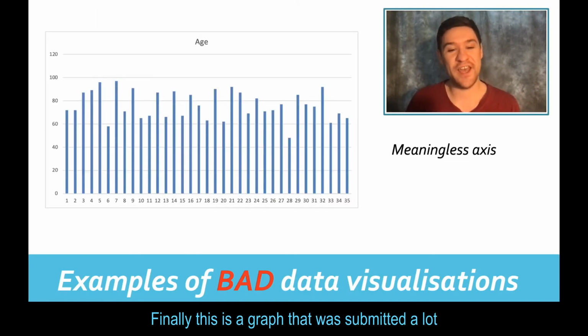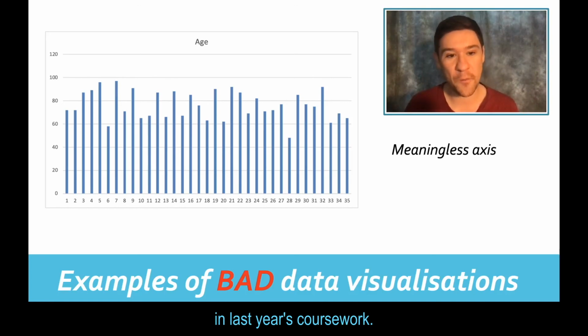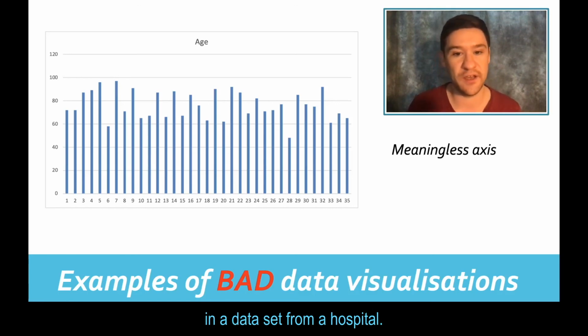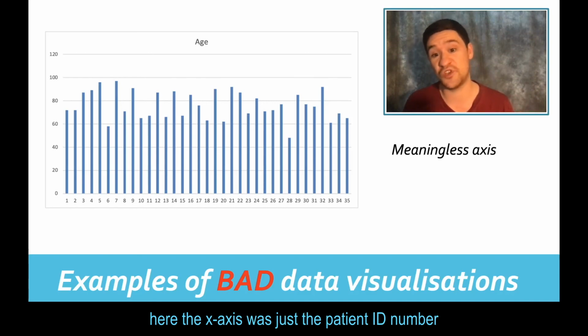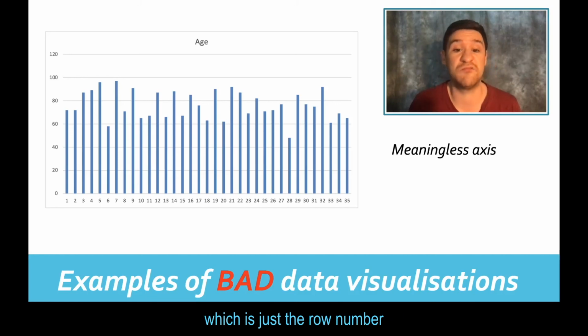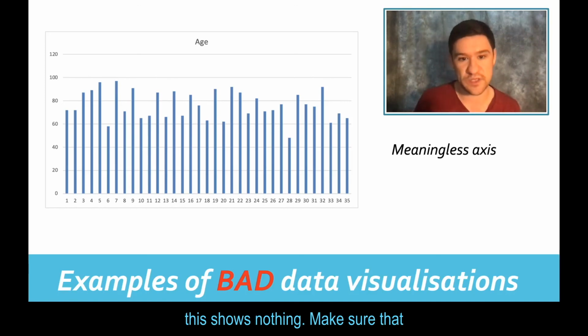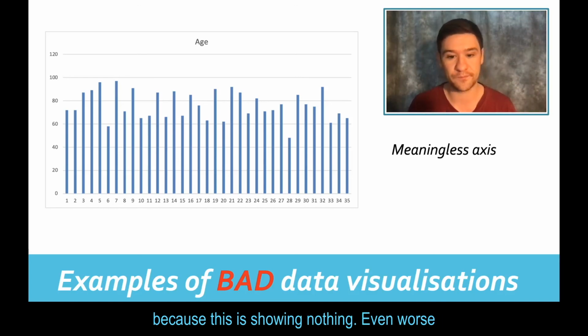Finally, this is a graph that was submitted a lot more than you think, submitted a lot in last year's coursework. This is a bar chart of the ages of patients in a data set from a hospital. What's the x-axis? It's completely meaningless. Here the x-axis was just the patient ID number, which was just the row number they appeared in the data set. Okay, this means nothing, this shows nothing. Make sure that if you're doing a data visualization, all your axes are meaningful, because this is showing nothing.